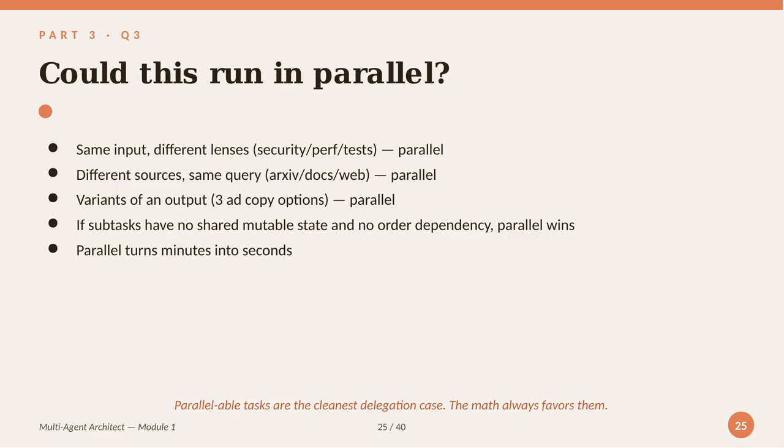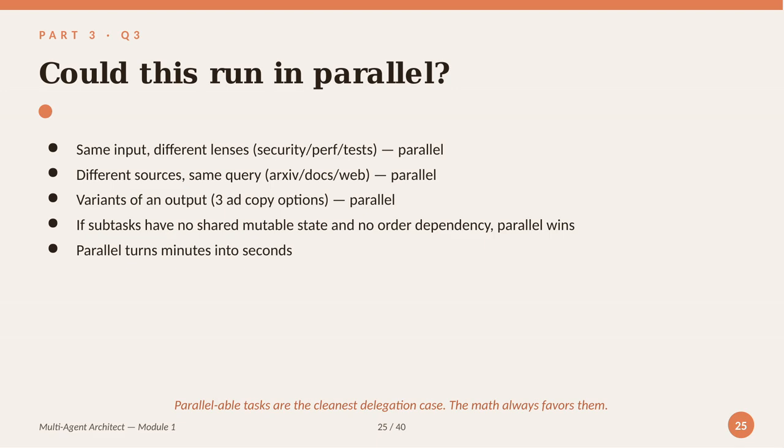The parent integrates after. Variants of an output. 3 different ad copy options, 3 different naming candidates, 3 different design directions. Generate them in parallel and let the human or a synthesizer pick. The constraint is straightforward. Subtasks must have no shared mutable state, no 2 agents writing to the same file, no 2 agents needing to coordinate mid-flight. Subtasks must have no order dependency. Task B can't need Task A's output. If those conditions hold, parallel wins.